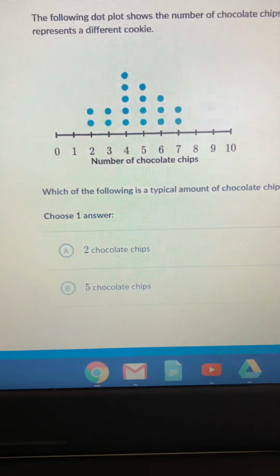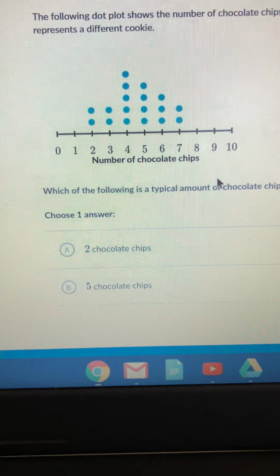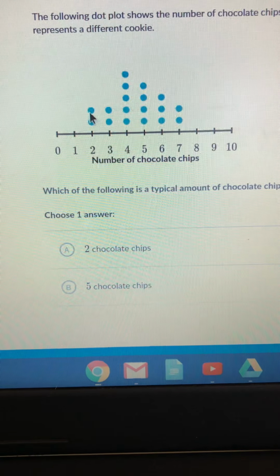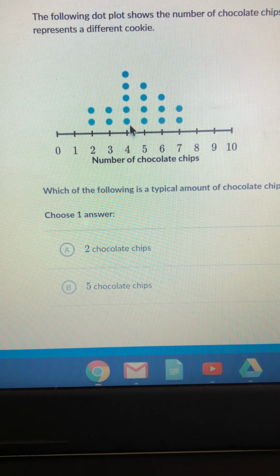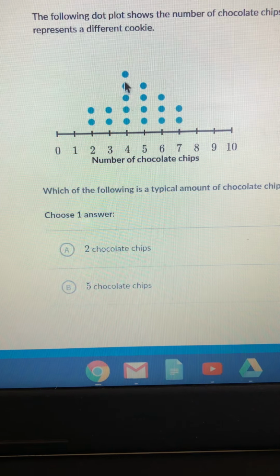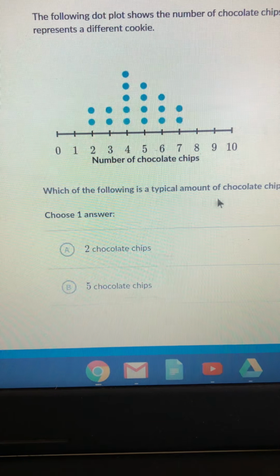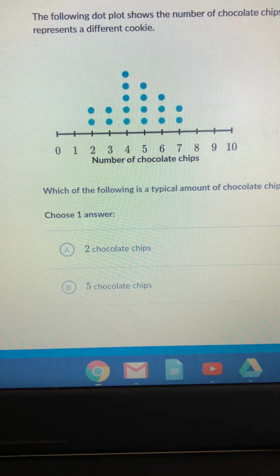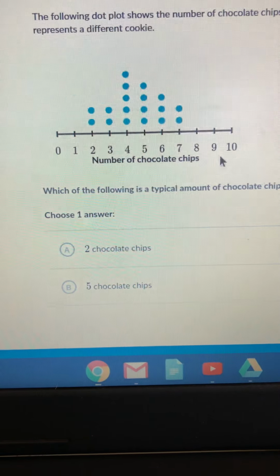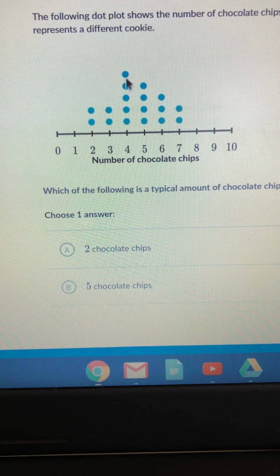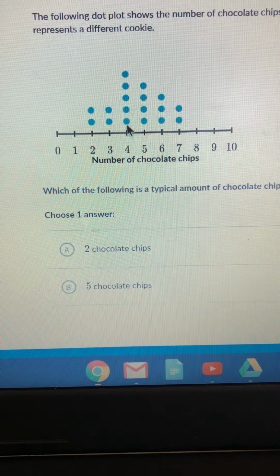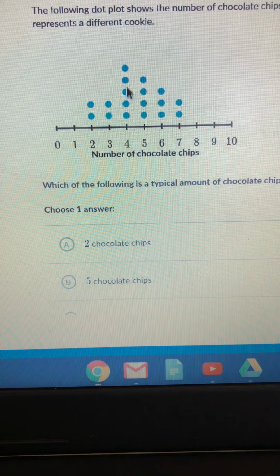So here, again, our label is number of chocolate chips. There are 2 cookies that have 2 chocolate chips. There are 2 cookies that have 3 chocolate chips. There's 1, 2, 3, 4, 5 cookies that have 4 chocolate chips, and so on. Which of the following is the typical amount of chocolate chips in one of Sean's cookies? So what they're asking, look for the peak. Look for the number occurring the most often. The peak is also the mode, the most occurring digit, mode, okay?